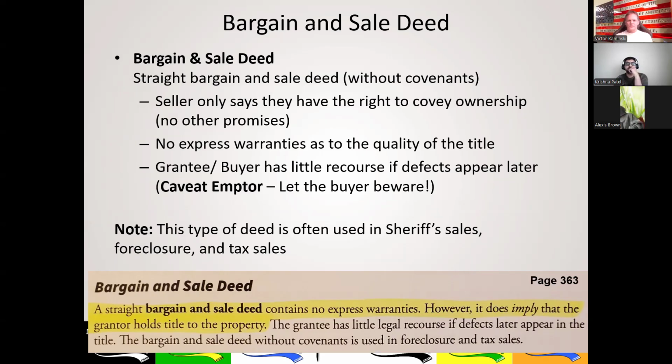Okay, so the grantee, the buyer, has little recourse if defects appear later if they did not do their own due diligence. Caveat emptor. That means let the buyer beware. Do your own due diligence. So you also need to know that term. Caveat emptor. It means let the buyer beware. That's how you pronounce it. It's not caveat, it's caveat emptor. Let the buyer beware.